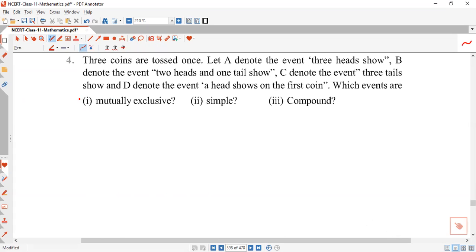We say two events are mutually exclusive if A intersection B equals phi. An event is a simple event if it contains only one element, a single element, then we say it is a simple event. An event is a compound event if it contains more than one element. I say A, B, and so on. If it contains more than one element, then we say the event is a compound event. So this is the basic theory for that.